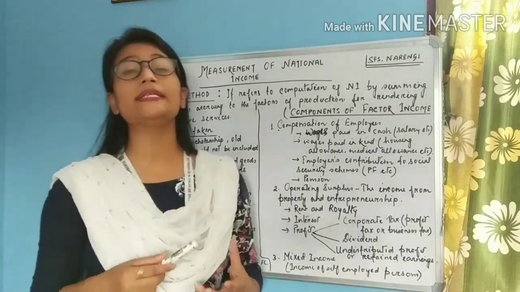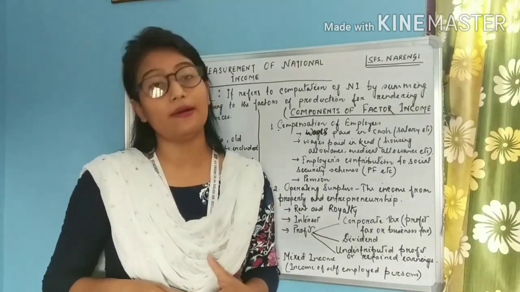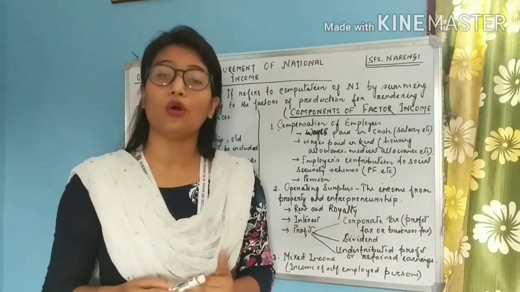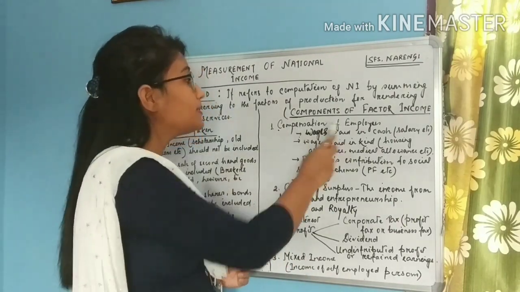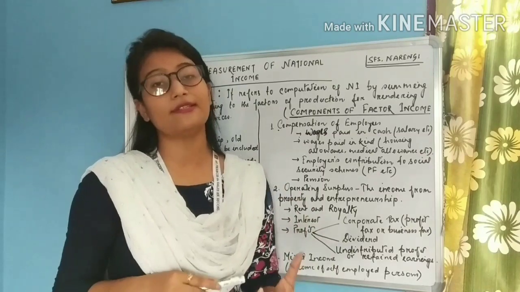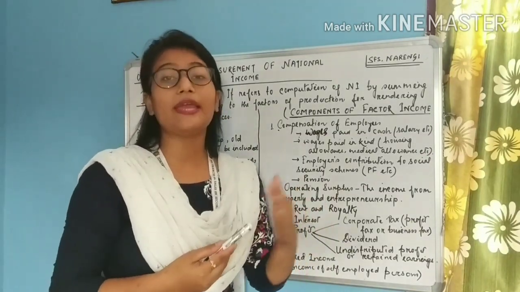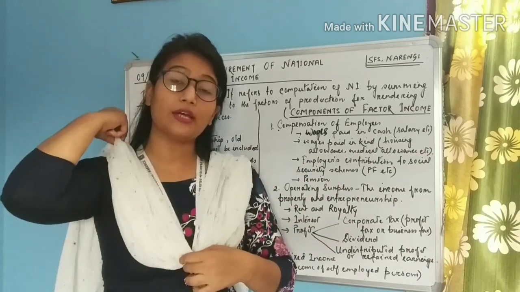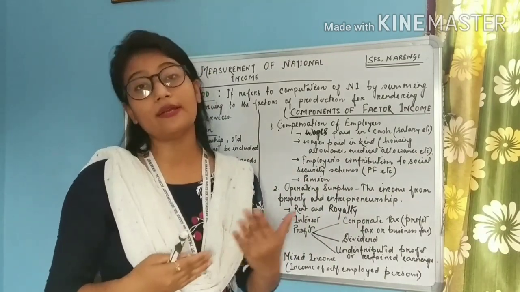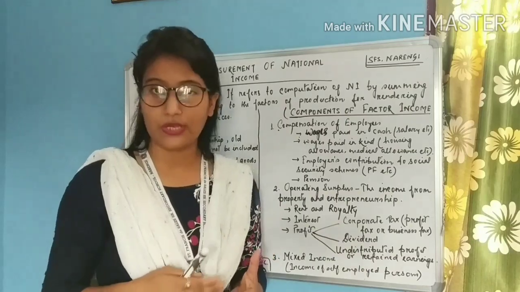So students, operating surplus is the income accruing to property and entrepreneurship. While compensation of employees is given for rendering their service, operating surplus is paid to the factors of production for their property and entrepreneurship, right?